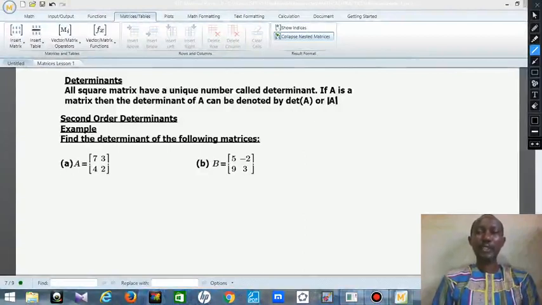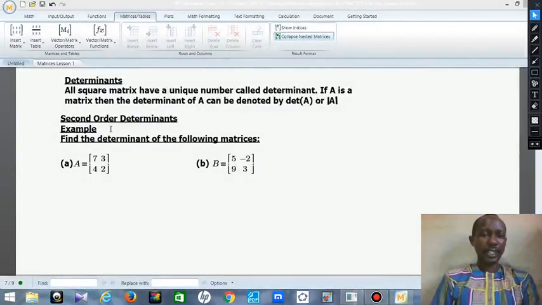So sometimes they can give you a symbol like this. Also evaluate. You see a symbol like this. All they are telling you to do is to find the determinant of the matrix. Or sometimes it can be like this. Find DET bracket A. So we can either use this or this. Just take note of that. Okay. So with that, let's go straight to our first example.